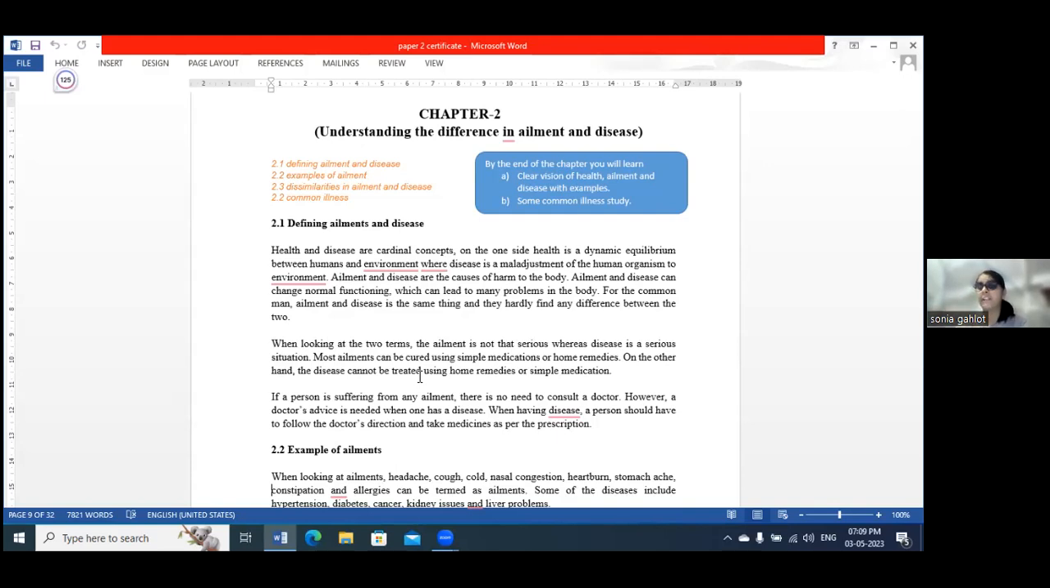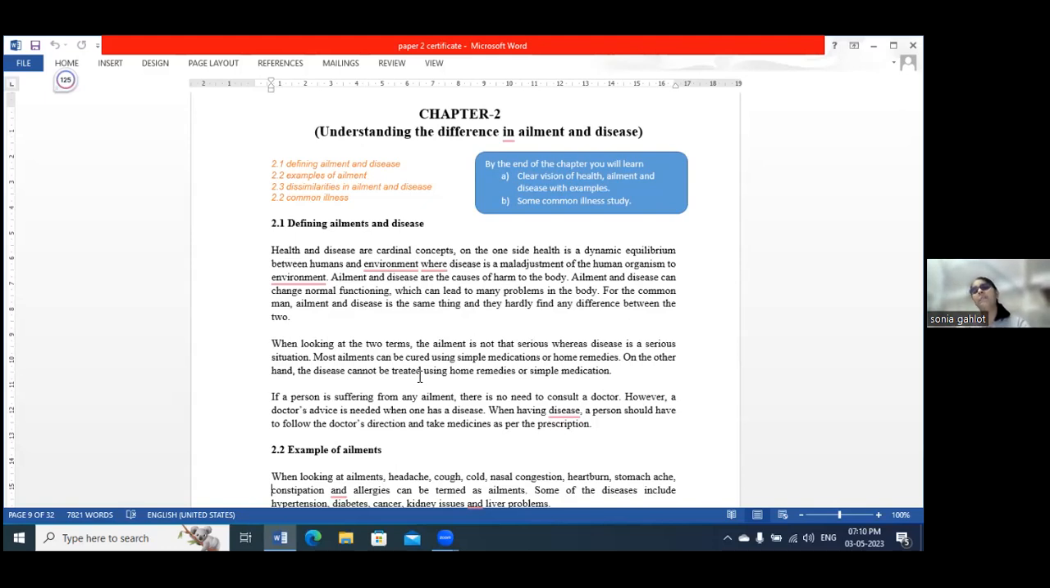And the difference is that ailment is a type of illness that can be treated within the home or by a simple medication. There is not much risk of life in ailment. For example, cold, cough, congestion, stomachache, constipation, or allergies, these are ailments. Ailments जो होते हैं they are treatable at home. उनको हम घर पे भी treat कर सकते हैं and by simple medication से उसको treat किया जा सकता है. That is ailment. That illness is ailment.